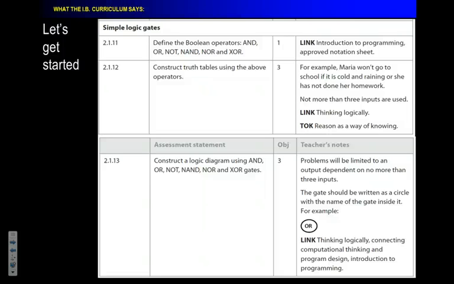It says problems will be limited to an output dependent on no more than 3 inputs. So we'll remember that the maximum number of inputs they could give you in a question is 3. The gate should be written as a circle with the name of the gate inside it. I'm not going to teach you that because I think that's the stupidest idea in the world. But we'll show you how it works in a minute.